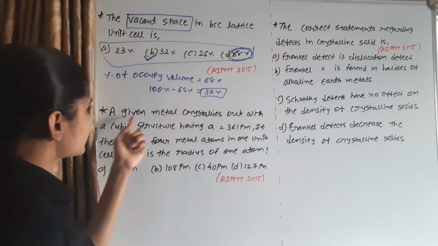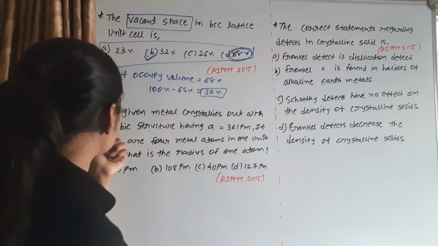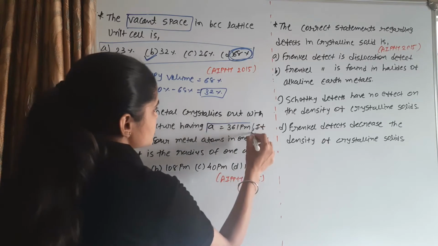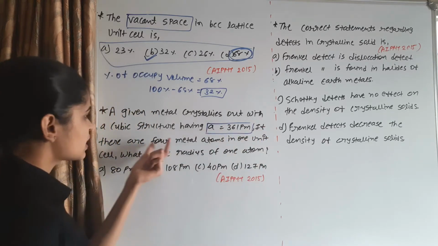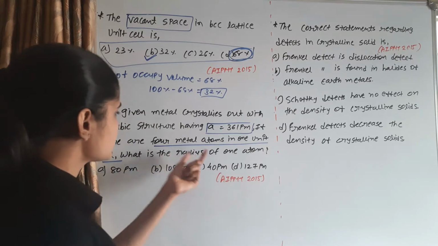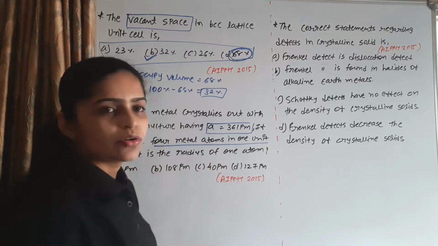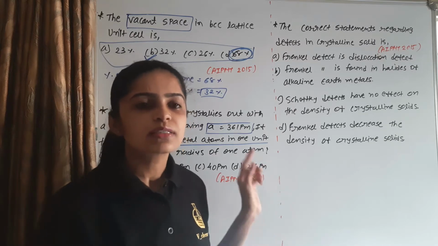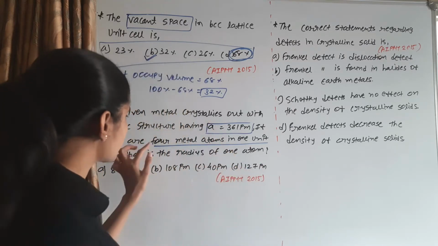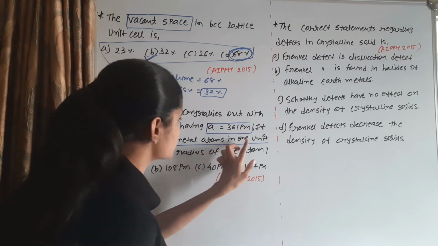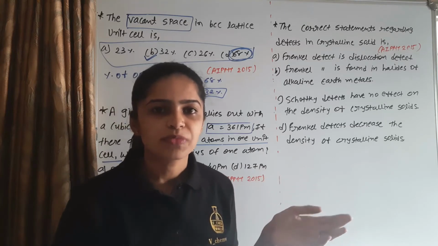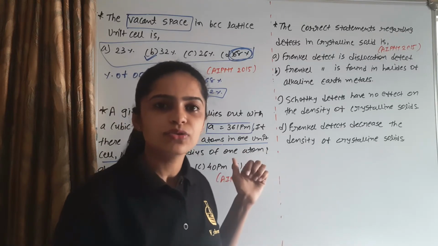Second question: a given metal crystallizes with a cubic structure having a = 361 picometer. If there are 4 metal atoms in one unit cell, what is the radius of one atom? First find out whether this is simple cubic, body centered or FCC. One hint is given in this question: 4 metal atoms per unit cell. 4 metal atoms means Z = 4.